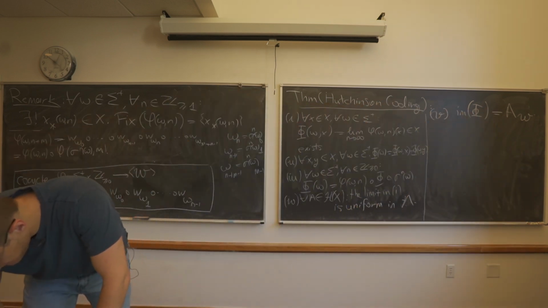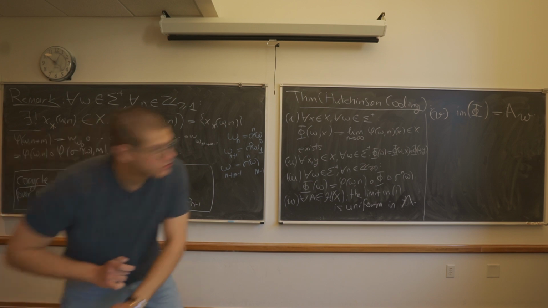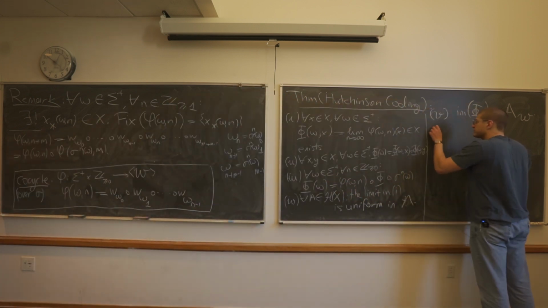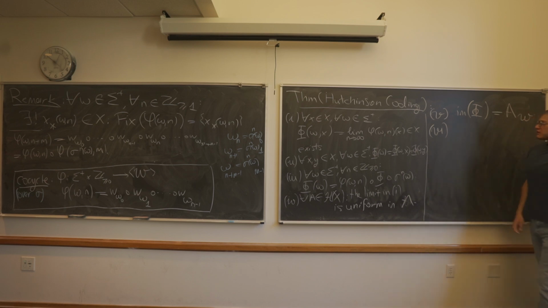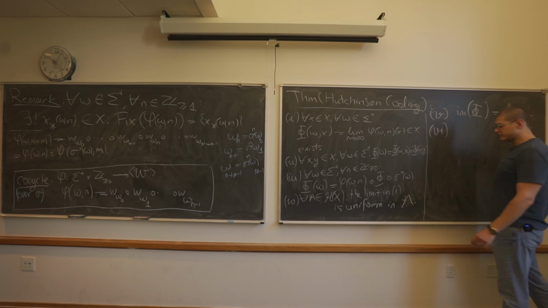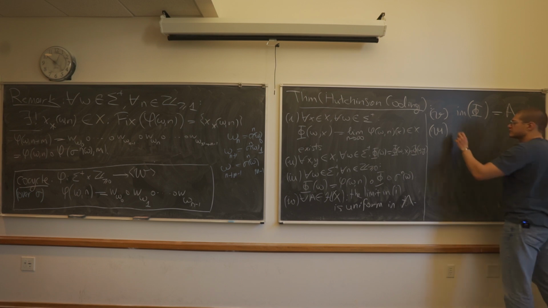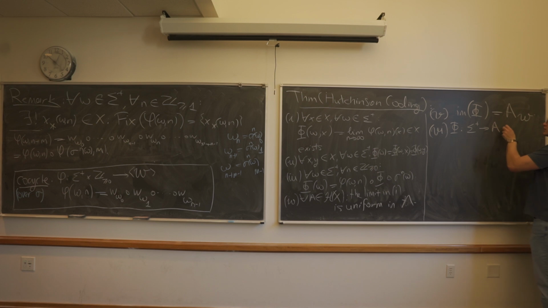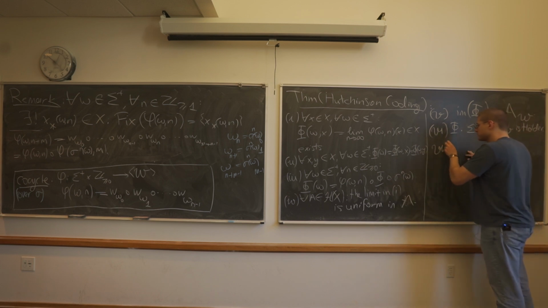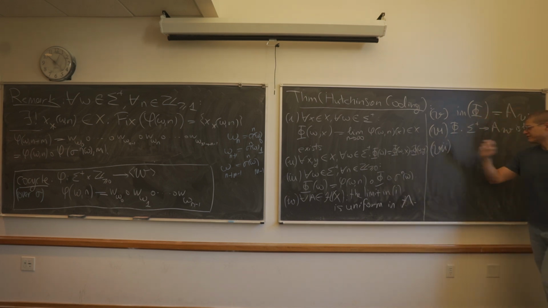Okay. Now let's use this. So phi goes from the shift space to this, and it's onto. That's the content of 5. In fact, this phi function is Hölder continuous. 6, 7.